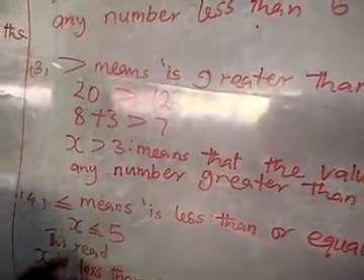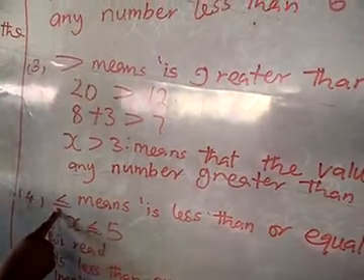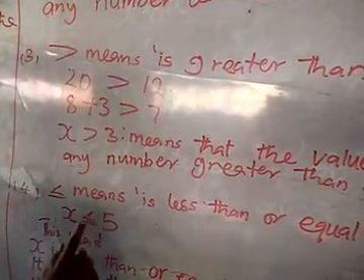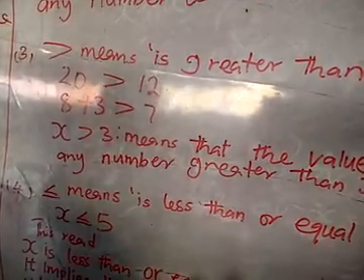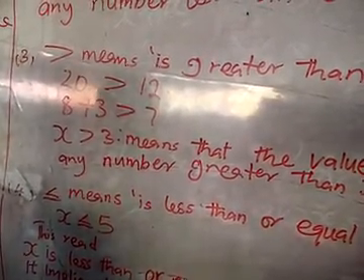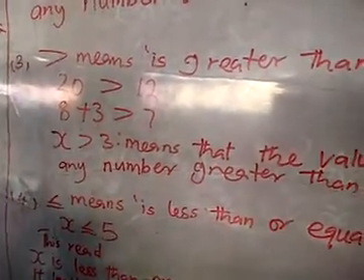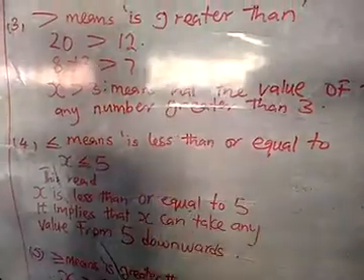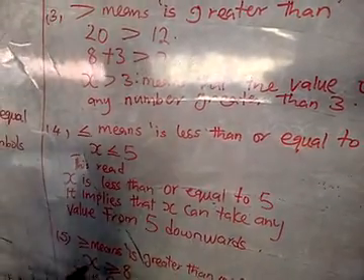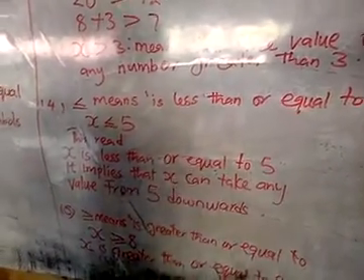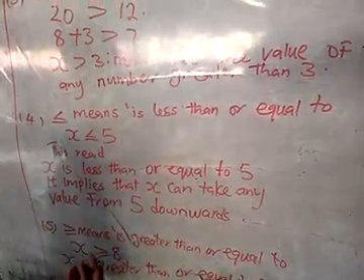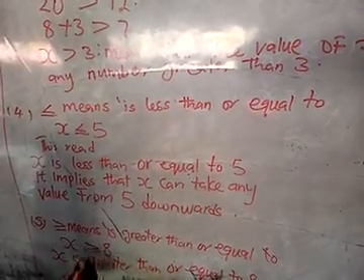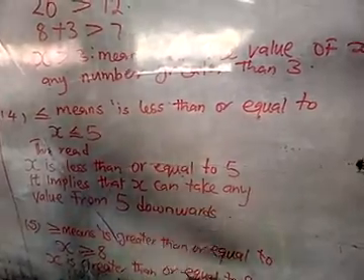Now, number 4, this sign here means less than or equal to. When we say x is less than or equal to 5, it implies that x can take any value from 5 downward. That is, x can be 5, 4, 3, 2, 1. Then number 5, this sign means greater than or equal to. When we say x is greater than or equal to 8, that means the value of x will start from 8: 8, 9, 10, and so on upward.